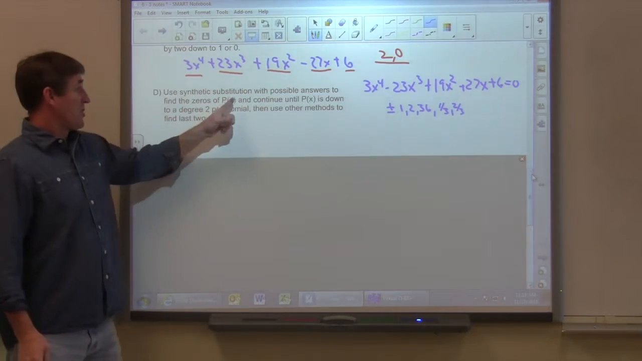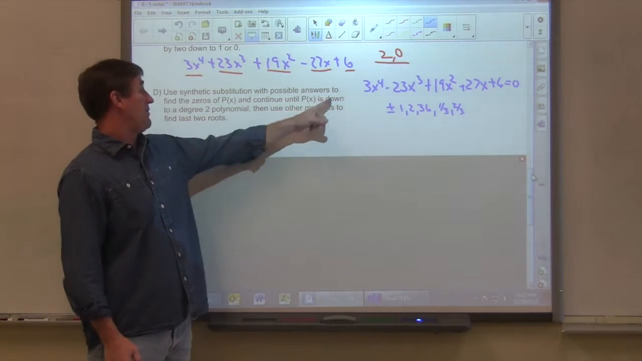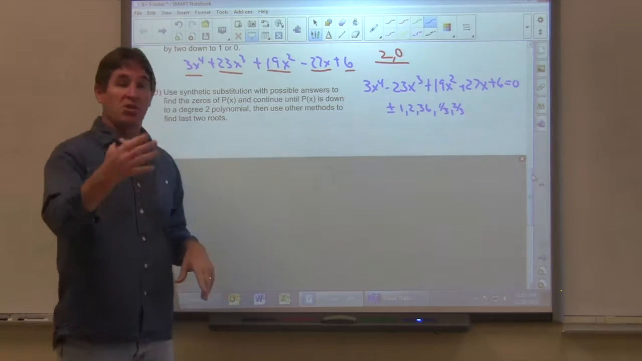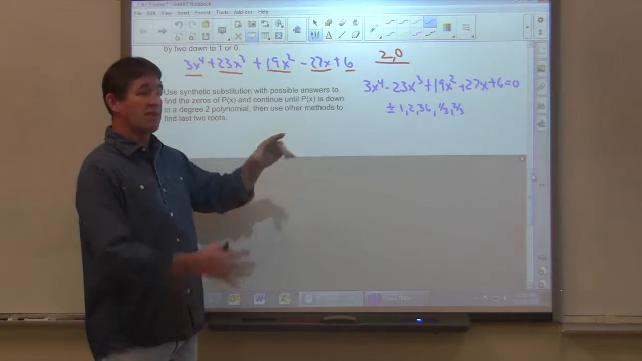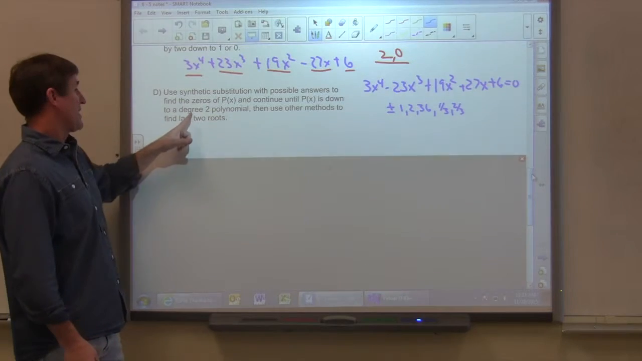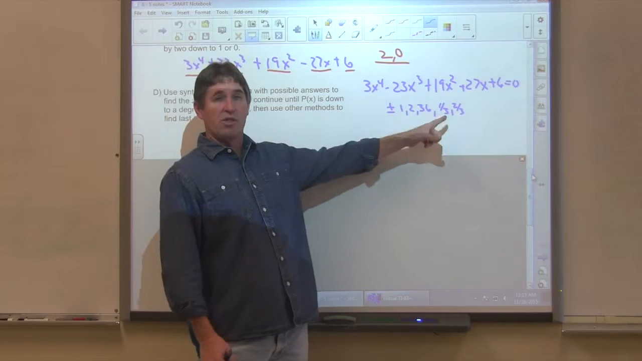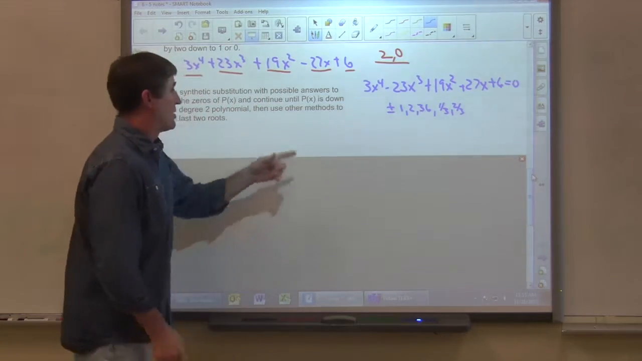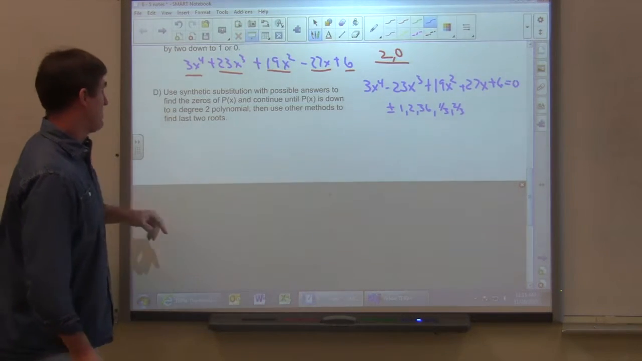So we're going to use synthetic substitution with the possible answers to find the zeros of p of x and continue until p of x is down to a degree 2 polynomial. So remember, degree 2 would be something squared. The reason is, once we get to a squared, we can then use the quadratic formula, which is probably the easiest thing to do, or we can factor to find the last two roots of the problem. Because remember, we're only going to find the real solutions here. We're not going to find the irrational solutions, and we're not going to find the complex solutions by doing this. So, remember synthetic substitution.